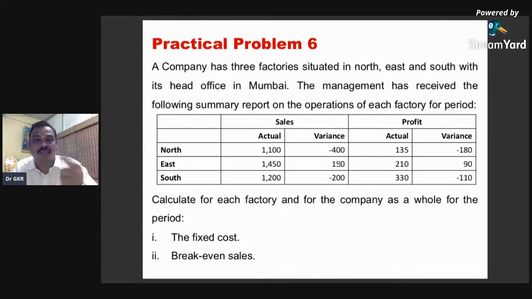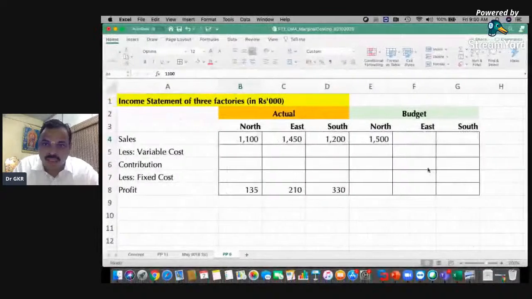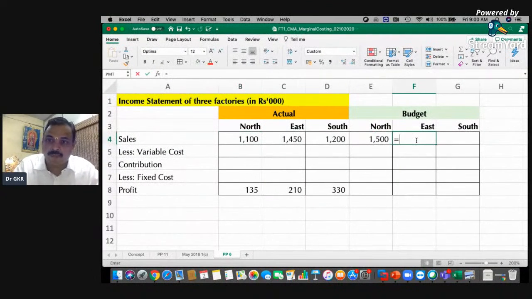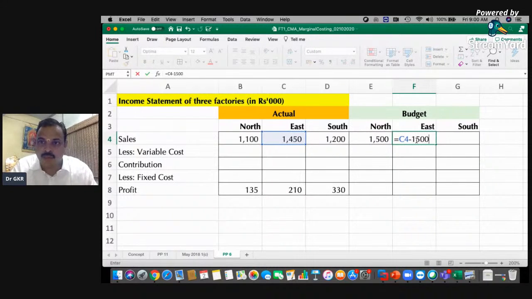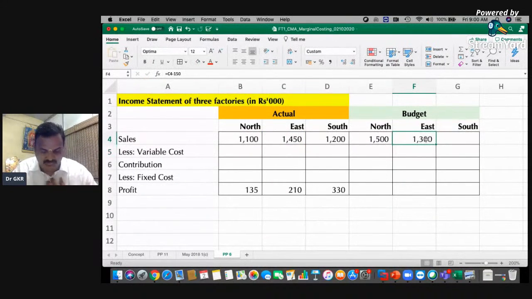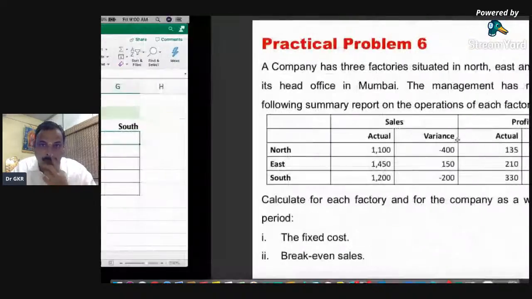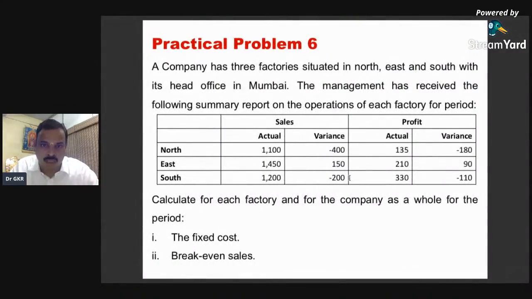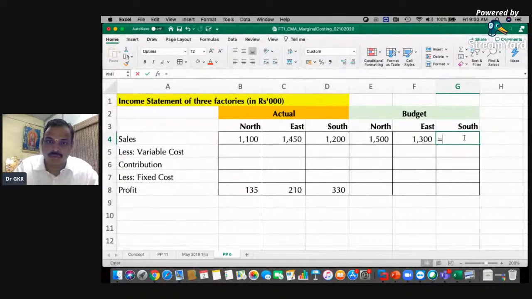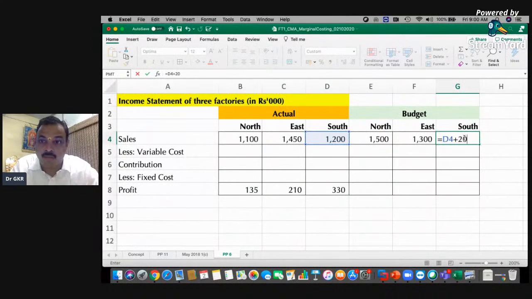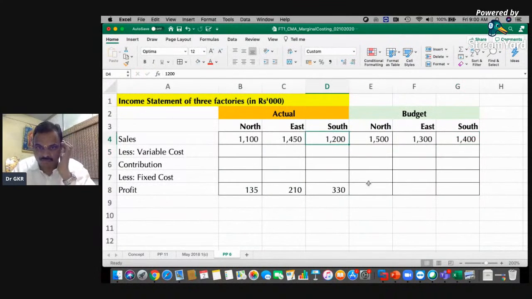Minus 400 means adverse. Plus 150 means favorable. If it is plus 150, that means your budget for each is less by 150. So it should be 1300. Similarly, for south, it is 200. So that means your budget should be more. That is why it is less.